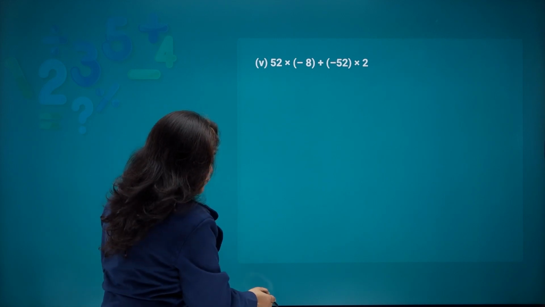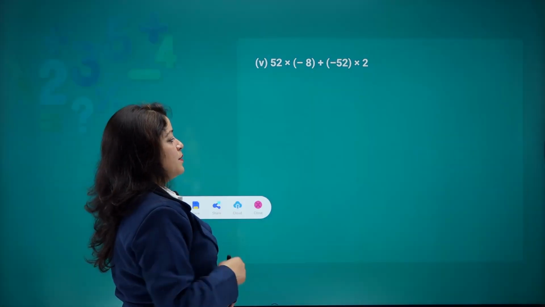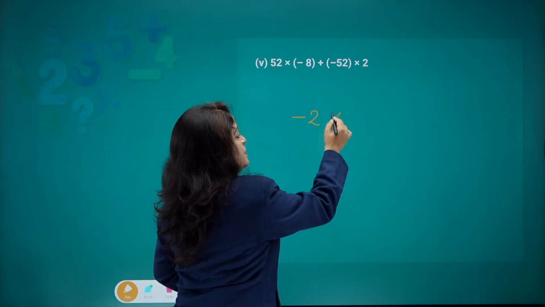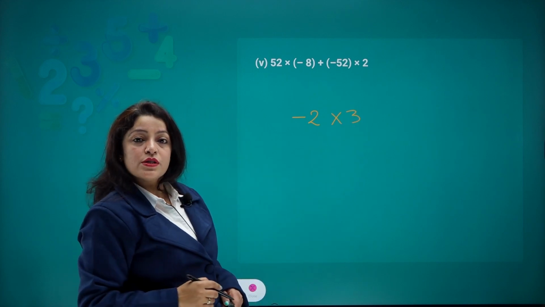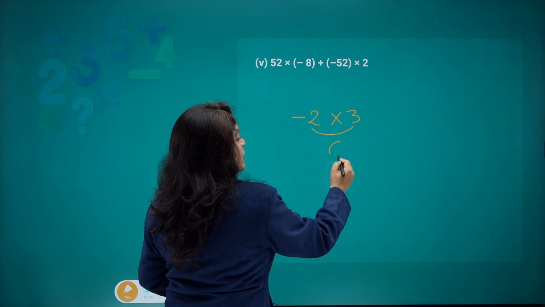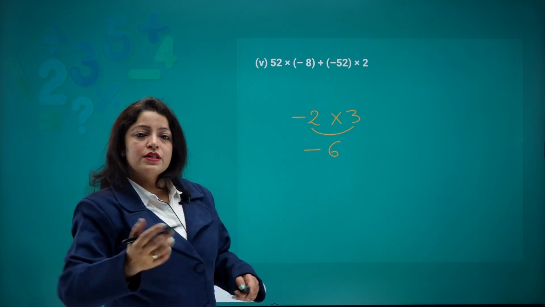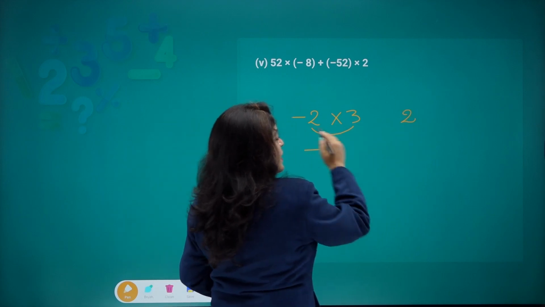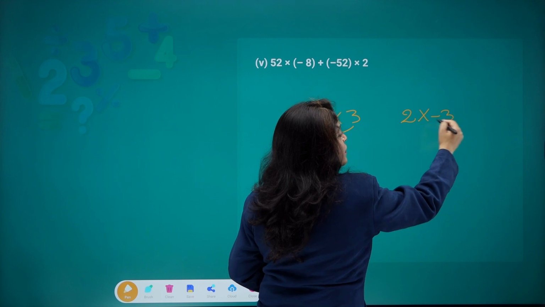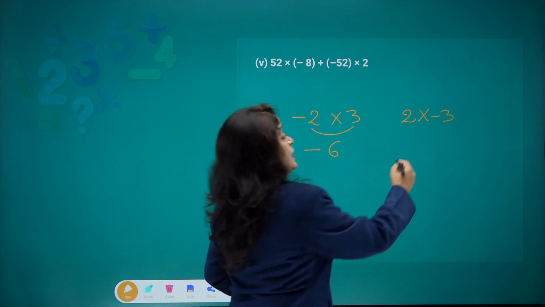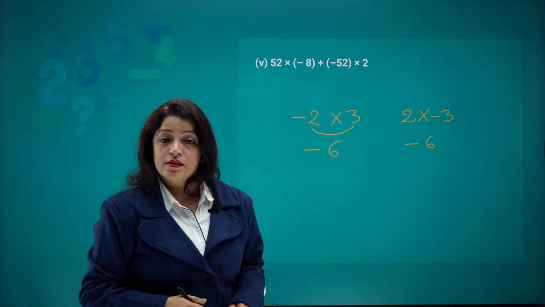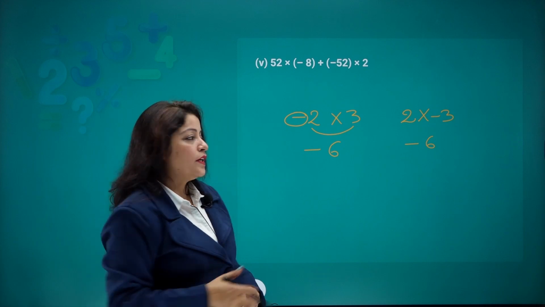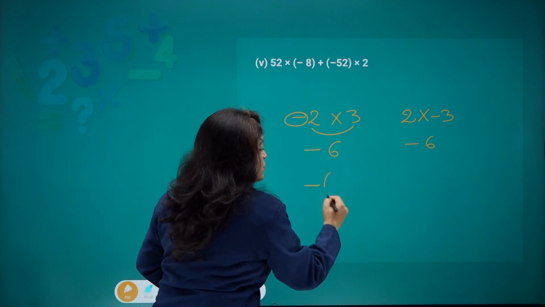Let's see with a few simple examples. Suppose I give you a number: minus 2 times 3. What is the answer to this question? You say that we multiplied 2 by 3 and since there is one negative sign, it is minus 6. Now let me make this 2 as positive, and if I make this 3 as negative, then what is the answer? Again the answer is minus 6. That means if there is one negative sign only and two numbers are getting multiplied, I can also write this as minus of 2 times 3.